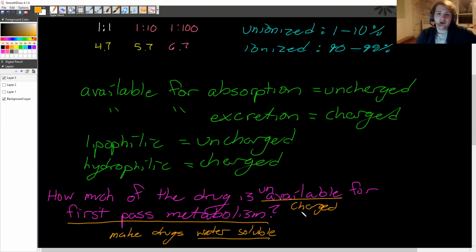I believe we're going to learn later on in therapeutics or something like that, like, oh, this drug gets metabolized in the kidney, or oh, it gets metabolized in the lung, and then that's going to play into what's going on here. But this question I just thought was really interesting because it's talking about first pass metabolism as unavailable or available. And I thought it was interesting.